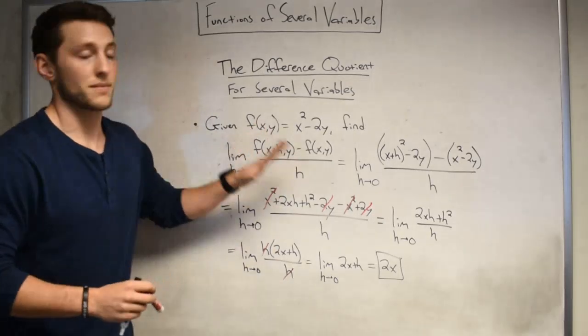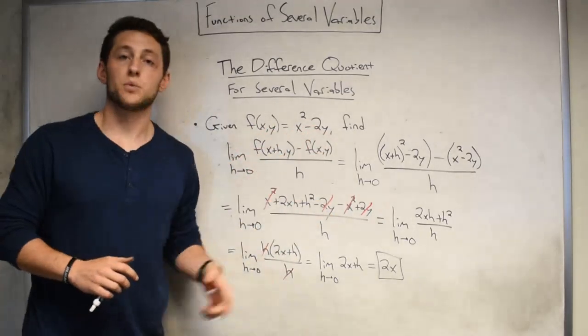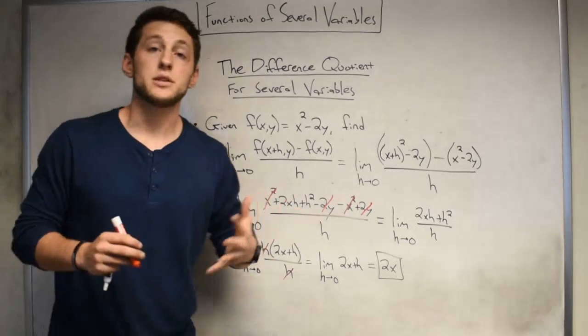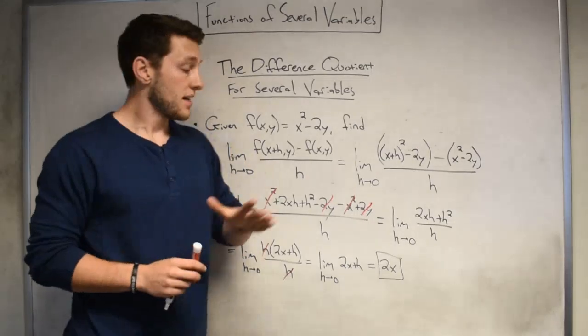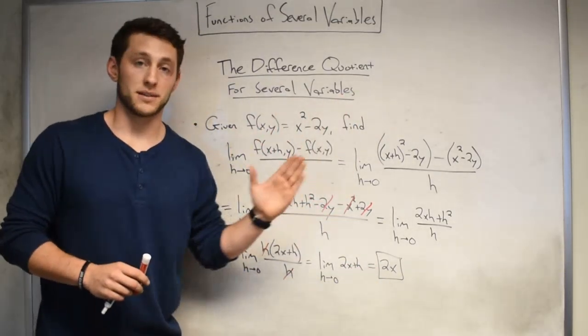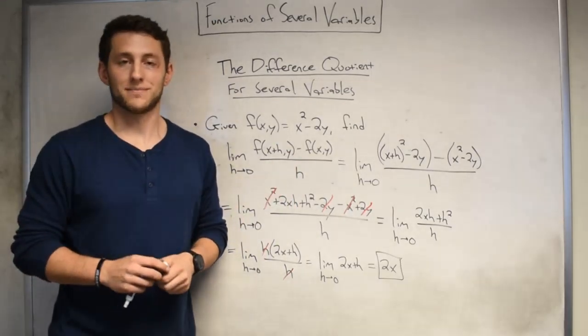Now this process is entirely similar for finding the rate of change with respect to y, so f of x comma y plus h, but the answers will give you two entirely different things. This answer tells me the rate of change in terms of the x direction, while the other would tell me the rate of change in terms of the y direction.